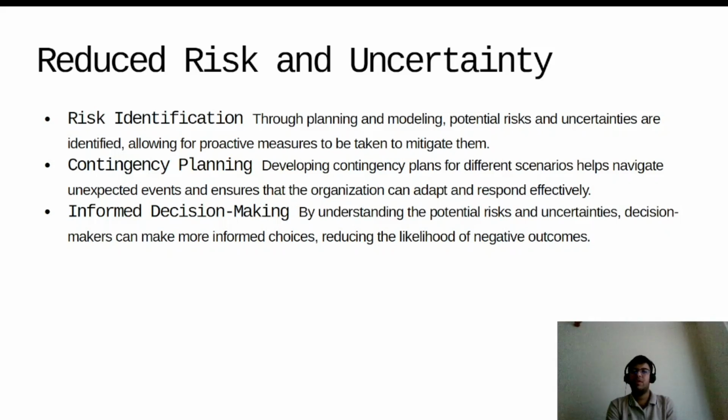Next is to have a contingency plan. Developing contingency plan for various scenarios can help to navigate unexpected events for the developing team, which can ensure that the organization can adapt and respond effectively to any uncertain changes. Next is of informed decision making. By understanding your potential risks and uncertainties, various decision making can be done for an informed choice, which can reduce the negative outcomes later on in the project.